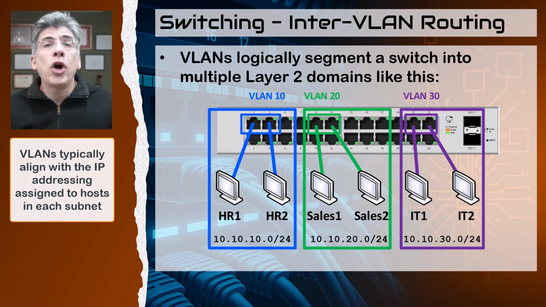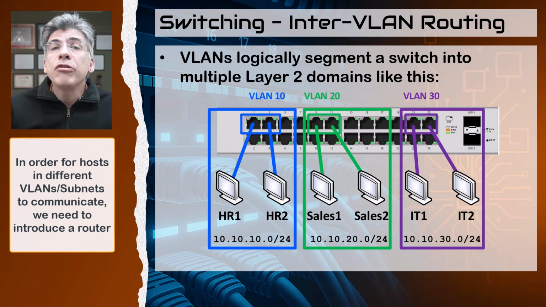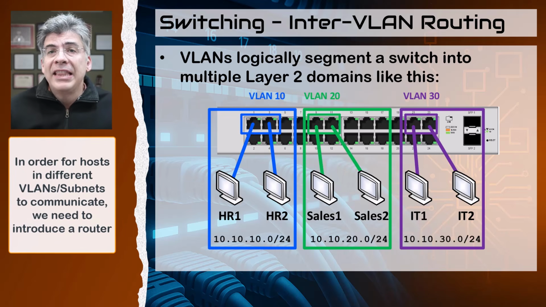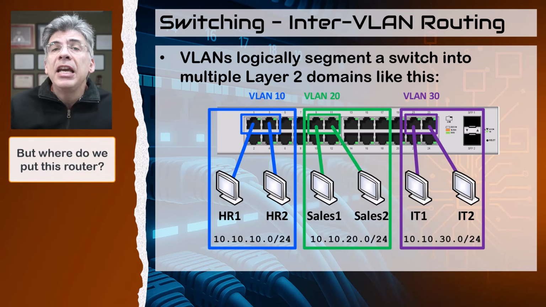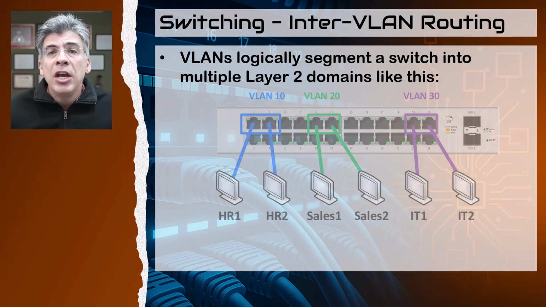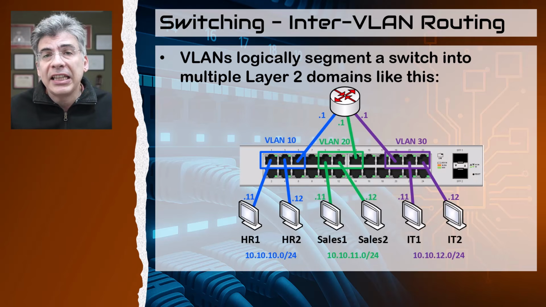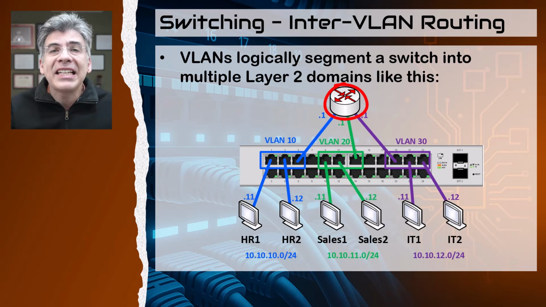So in order for these hosts to communicate, we need to introduce a router. That router will act as the default gateway for each of these subnets. It will route traffic and then send it to the other subnet. So typically, we'd need something like this: a router with an interface connected to multiple ports on the switch, one in each VLAN for which we want it to act as a gateway.